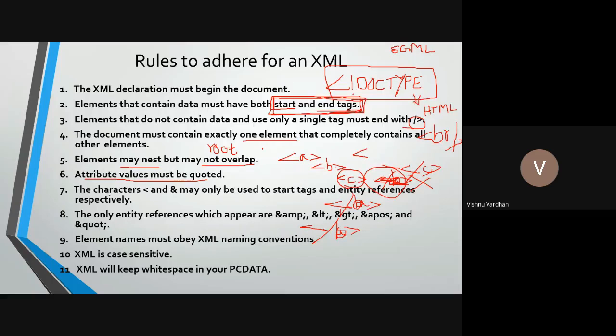Then the characters less than and ampersand may only be used to start tags and entity references. We will deal with this exclusively later on. For the time being, you can understand these characters like reserved keywords, so reserved characters. These characters may only be used to start tags and entity references respectively.